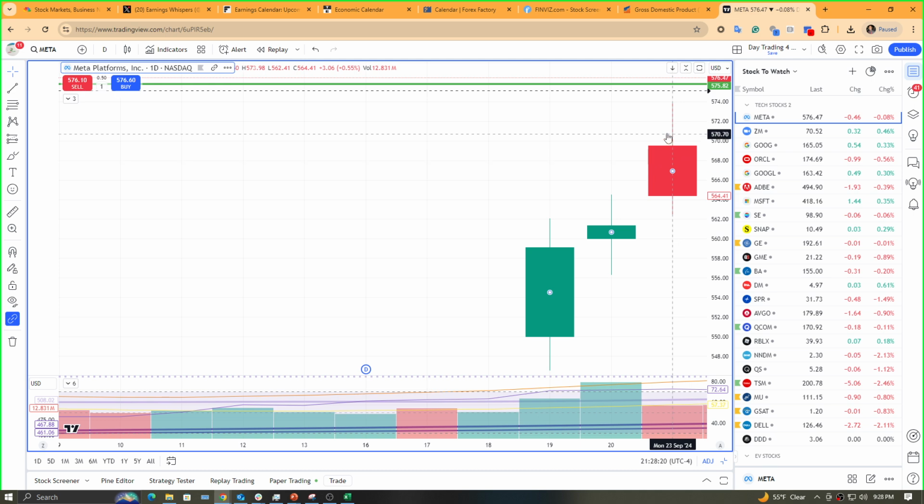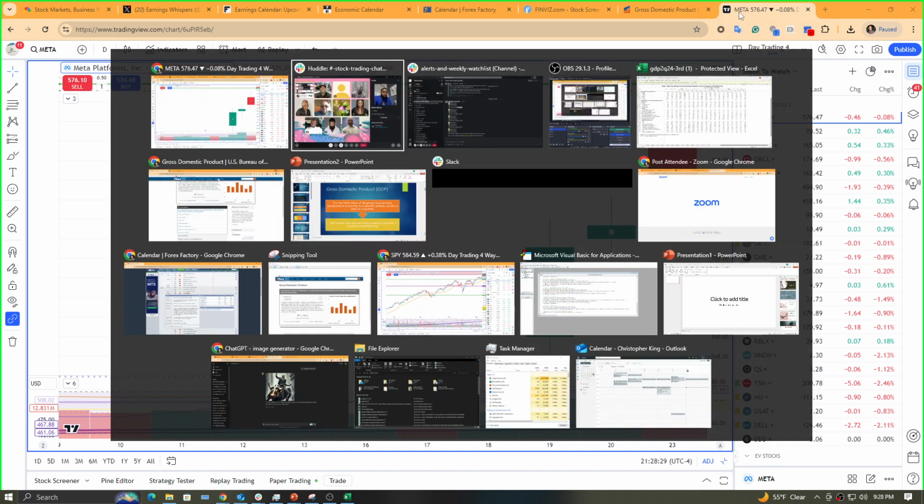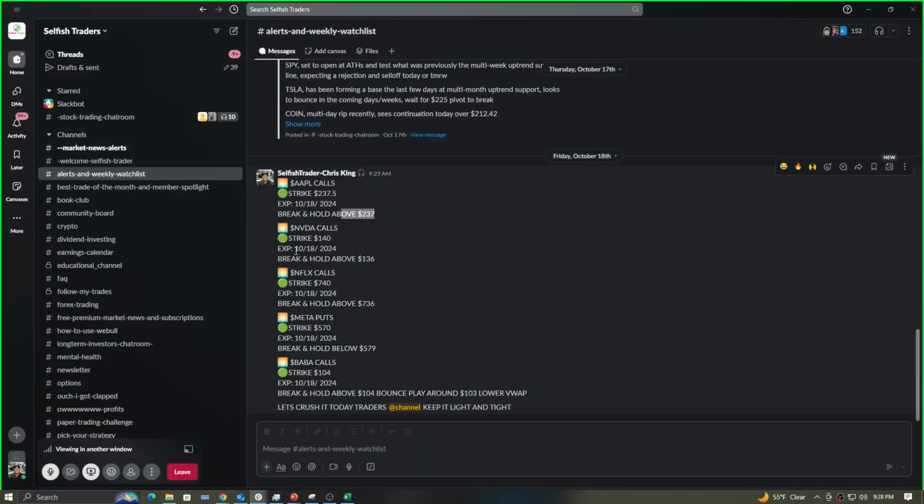Or we can wait for Meta to break above this resistance level and hold it and then get in. That's where this play will come in at. Hey guys, if Meta, look at this play right here. Meta puts, if we break below 579, you can grab those 570 puts, day trade only. We was at 582 maybe when I put this low there. We go below 580, hit that 579, we should get into puts, right?